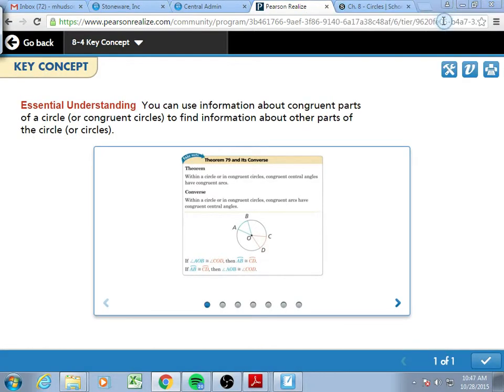So, the first theorem here is talking about within a circle. I'm actually probably just going to look at the notes. Within a circle or in congruent circles, congruent central angles have congruent arcs. So, if we know that angle O, the blue angle O, and the red angle O are congruent, then their arc lengths are going to be congruent. We know that because arc lengths are directly related to the angle size.